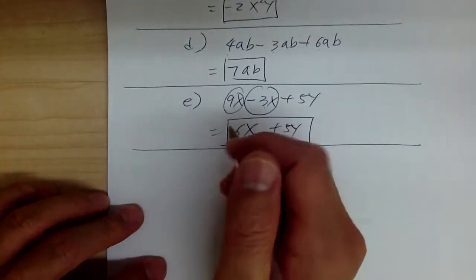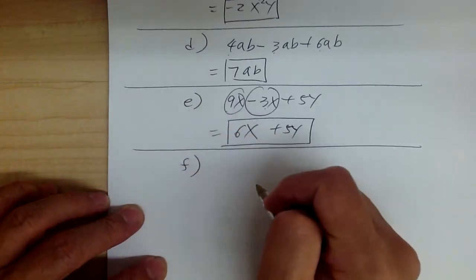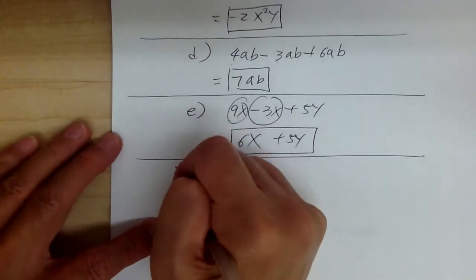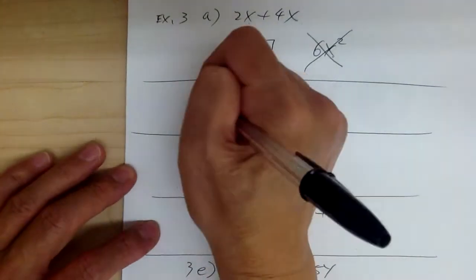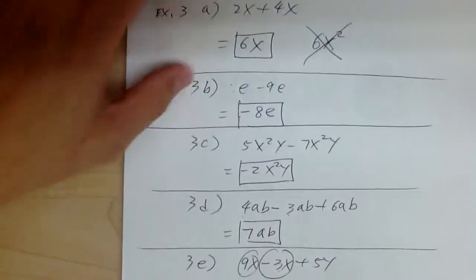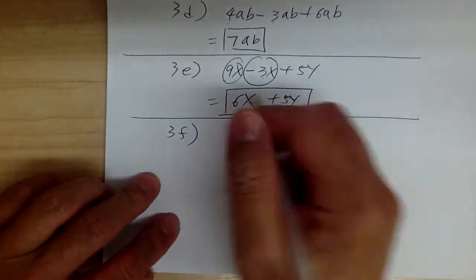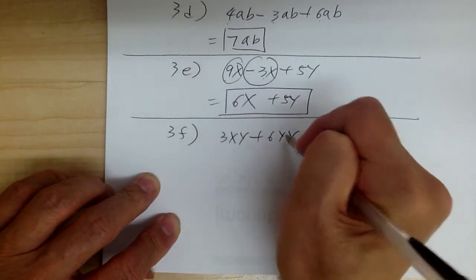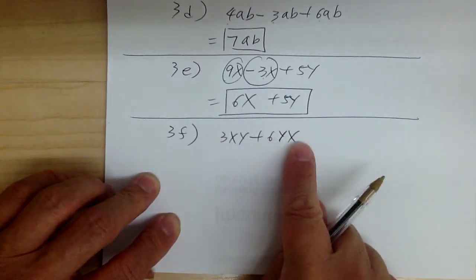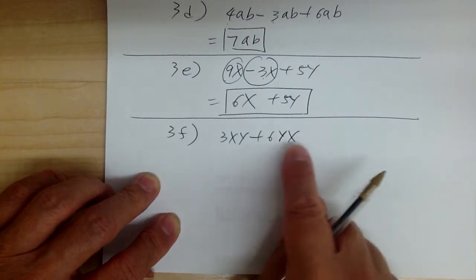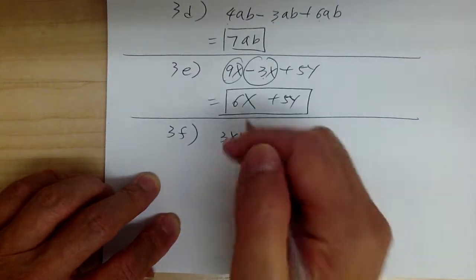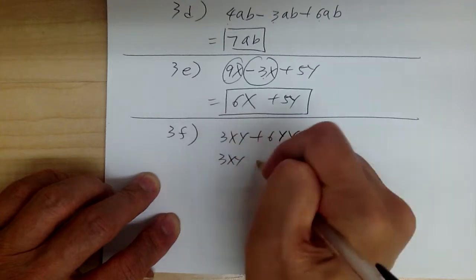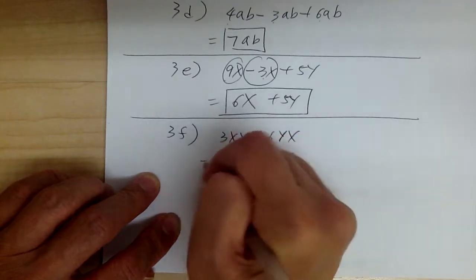Okay, let's go to example F. Okay, so this is example 3. So I'll put it over here so you can follow. So example 3F, you got 3xy plus 6yx. Now remember, these are multiplication, so they are commutative. So you can switch them. So this is same as 3xy plus 6xy. Okay, they are the same.